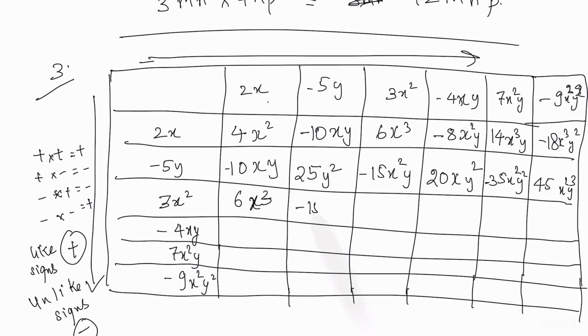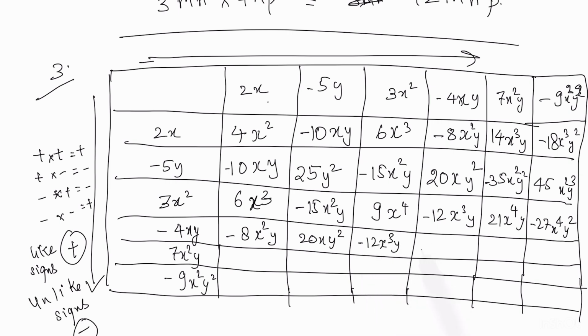Then you will be having minus 15x square y. Then next you will have 3 3s is 9, and x square into x square is x to the power 4. Then this is minus 12x cube y. Then 3 into 7 is 21 x 4y. Okay, and then minus 27 x to the power 4 y square. Then minus 4 into 2 is minus 8. I think you can already do this by yourself. Okay, so I'm directly writing it. If at any point you have a doubt, you can just comment.